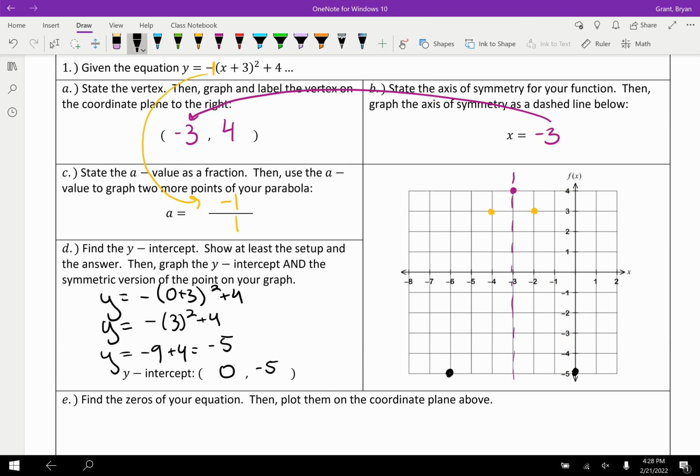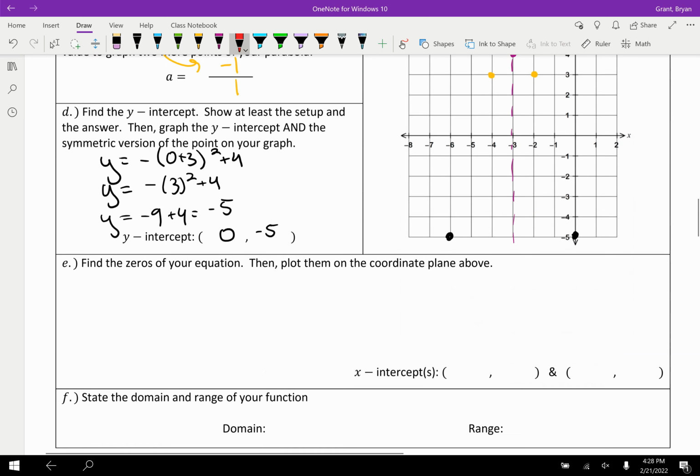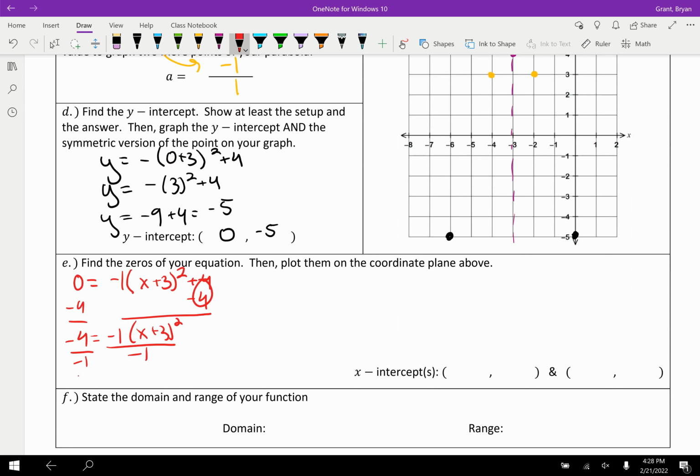The last part, find the zeros of your equation. Well, to find the zeros, we'll do this one in red. To find the y-intercept, we replaced x with 0. To find the zeros, or the x-intercept, we replace y with 0. So y equals negative, I'll keep that 1 in there this time, x plus 3 squared plus 4. Okay, so step 1, subtract the 4 from each side. Step 2, undo the multiplication or division. Gives me positive 4 equals x plus 3 squared, and I'm out of room, so we're moving over.